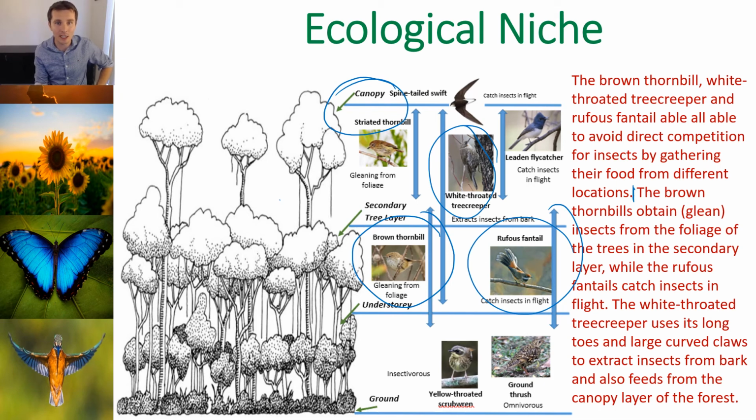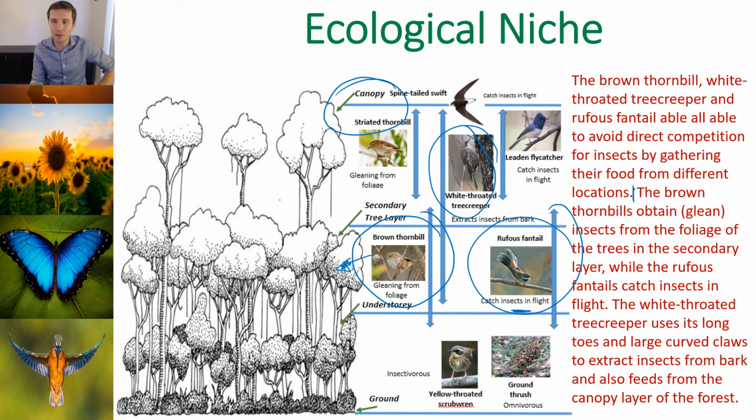So this is its niche, its space, and it is extracting insects from the bark, where the brown thornbill is gleaning from foliage, but this is in the secondary tree layer. The rufous fantail also exists in the secondary tree layer, but it is catching insects in flight. So this one's eating them on the foliage, this one's eating them in flight, and as a result of that, they occupy different niches, different roles. One gets it from the foliage, one gets it from the flight, one gets it from a different area completely. So a different space, a different niche.